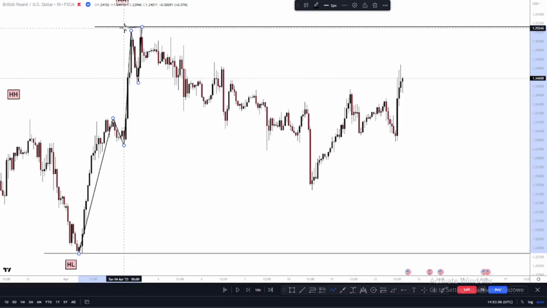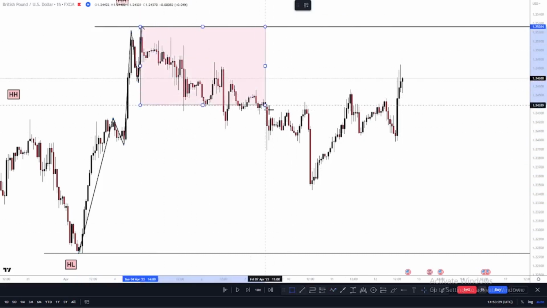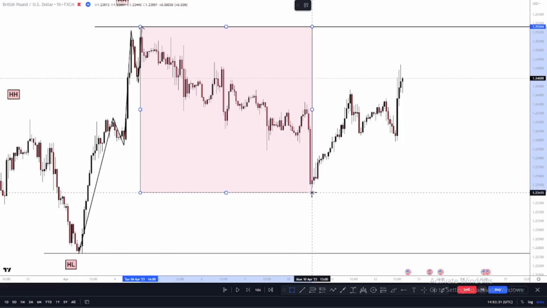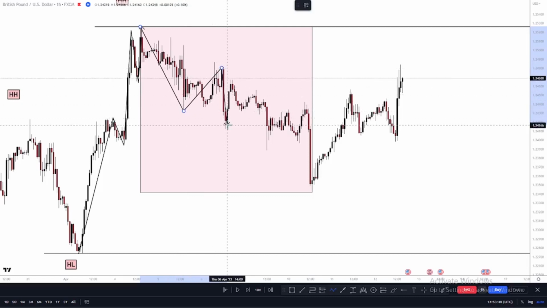Price just rejected that area, rejected that zone. It never closed above it, so I don't consider this as my new higher high. So after price rejected and created this double top, what did price do? If you look closely at this point, we can see that price was creating a series of lower highs and lower lows.